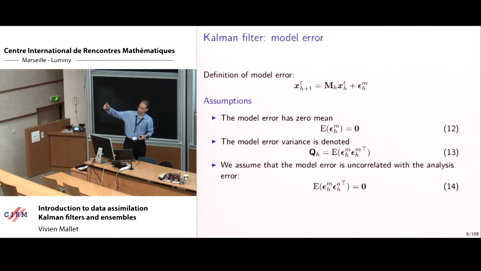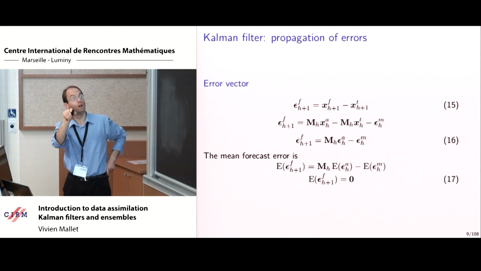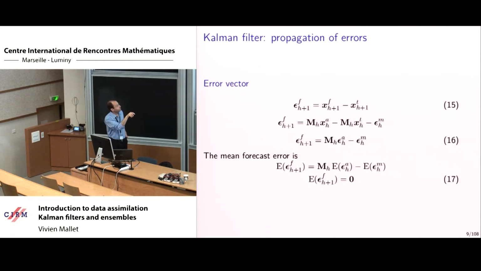So now that we know what kind of error is added by the model at every step, we can try to compute the forecast error variance after one step of the model, because we know what we are going to add in terms of error. So here we go. The forecast error at time h plus 1 is the forecast state at time h plus 1 minus the true state at time h plus 1, the usual definition. We replace the forecast state by its value, which is the model applied to the analysis from the previous step, and we also replace the true state by this definition, which comes from the definition of the model error, exactly what was written on your right.